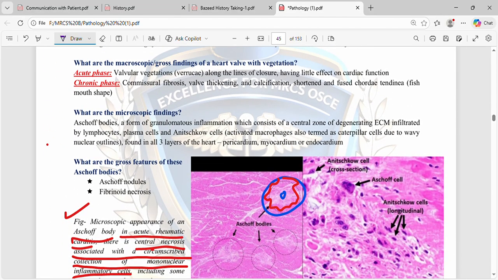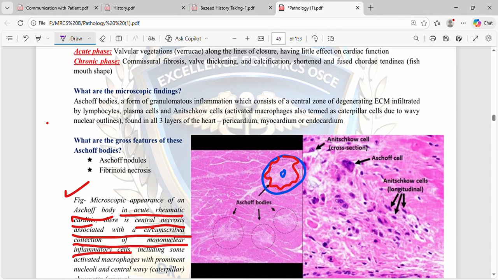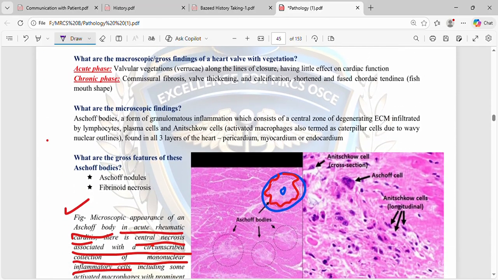What are the microscopic findings? So, Aschoff bodies will occur. A form of granulomatous inflammation which consists of a central zone of degenerating extracellular matrix infiltrated by lymphocytes, plasma cells, and Anitschkow cells. Anitschkow cells are activated macrophages, also termed caterpillar cells because they have wavy nuclear chromatin or outlines, found in all three layers of the heart: pericardium, myocardium, and endocardium. So this is basically the microscopic features of rheumatic fever or rheumatic heart disease.